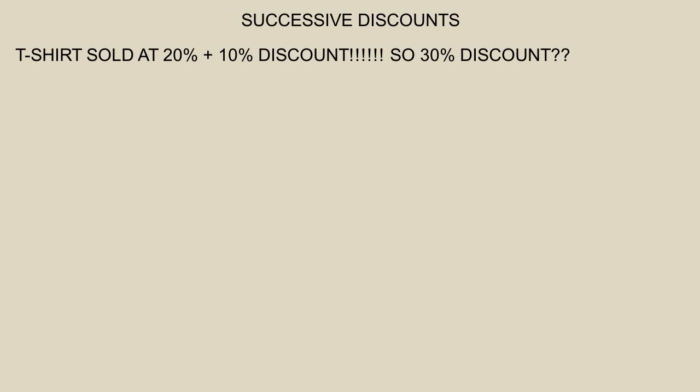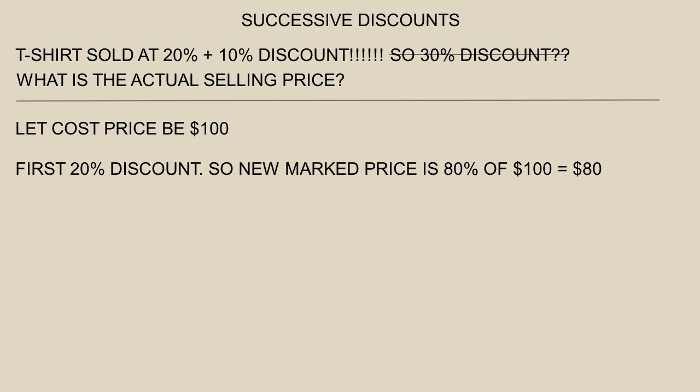Alright, a final topic that we have to cover is successive discounts. So let's say you want to buy a t-shirt and you see an ad saying 20% plus 10% discount. Is that a 30% discount? No, it doesn't really add that way. So what is the actual selling price? Well, it's simple to calculate. We take an assumption over here of $100. The cost price is $100.